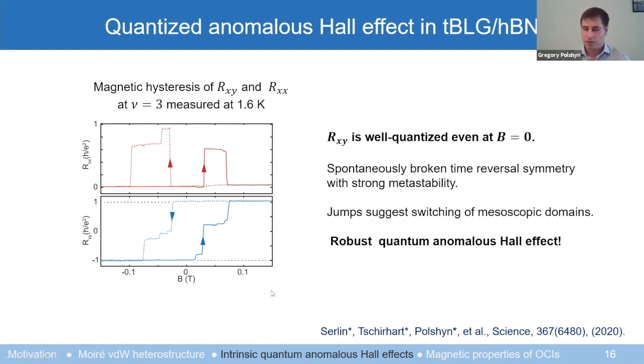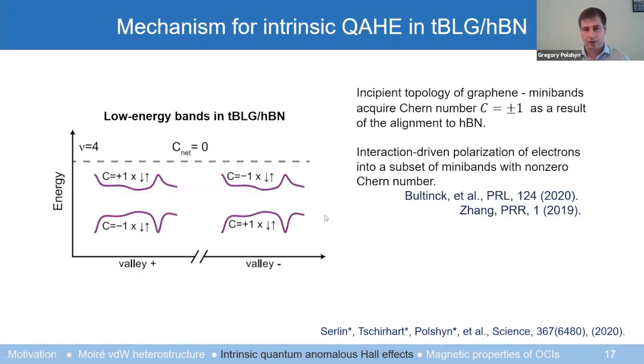Now let's talk more about the mechanism, and for this, again, let's look at the low energy valence and conduction bands. These bands are fourfold degenerate due to spin and valley, and because of the alignment to HBN, there is a gap which separates valence and conduction bands. Also, because of this alignment, these Moire bands acquire Chern numbers of plus and minus 1, which are opposite in the two valleys.